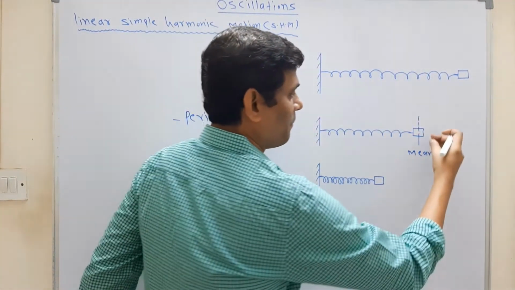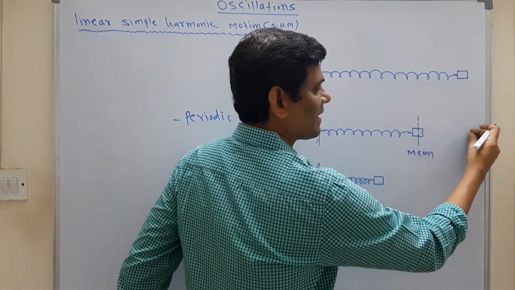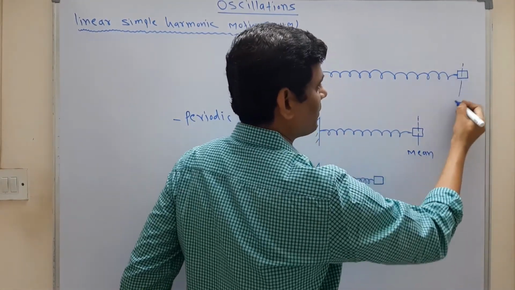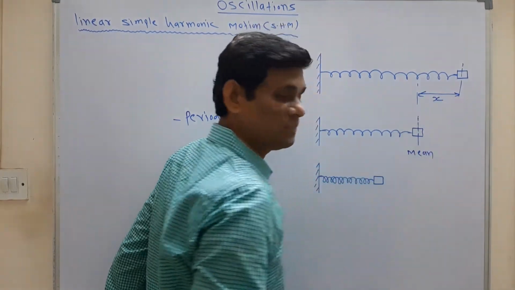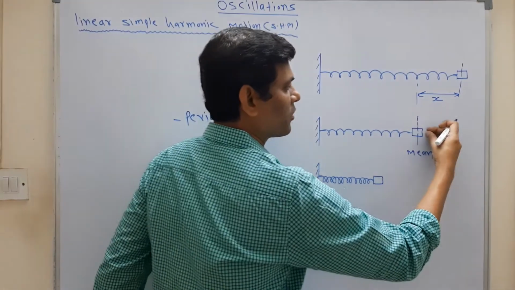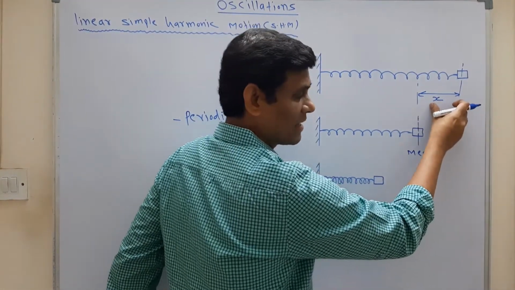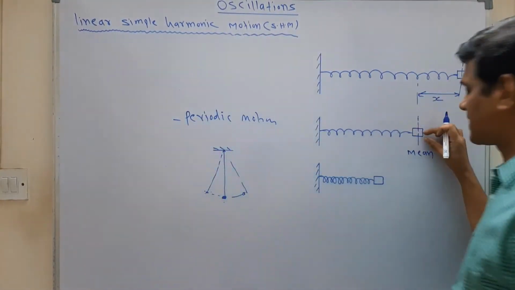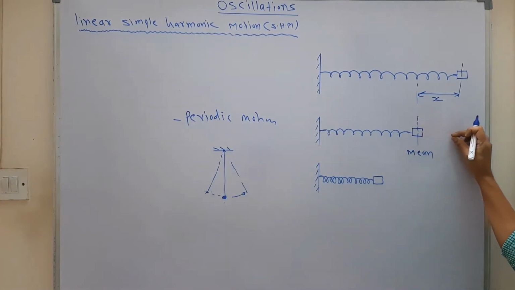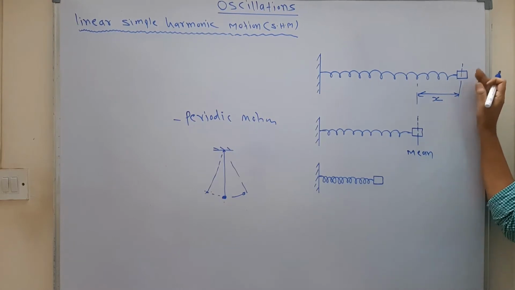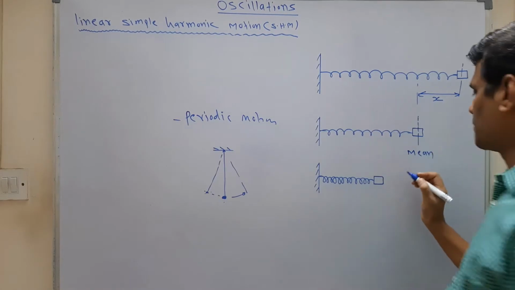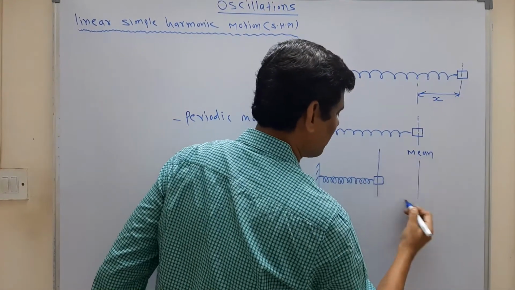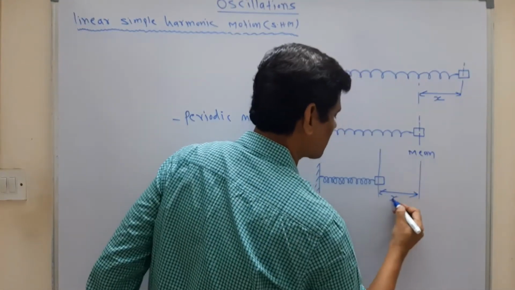Fine. Now I am pulling this block towards the right by a displacement, say x. Why is the block moving on this side? Because I am applying force in this direction. The moment I release, the block moves towards the left by the same distance x. So the block is moving on this side also by the same distance x.